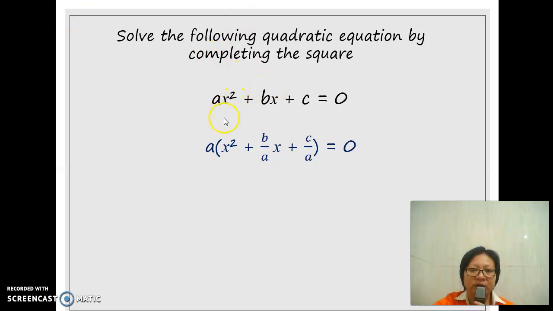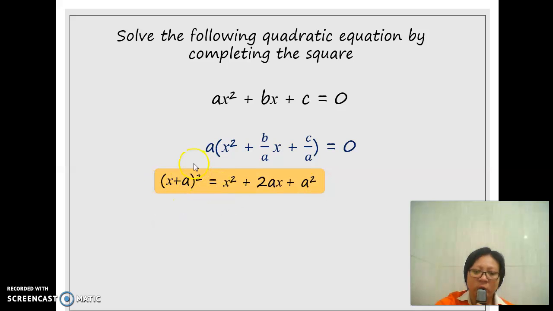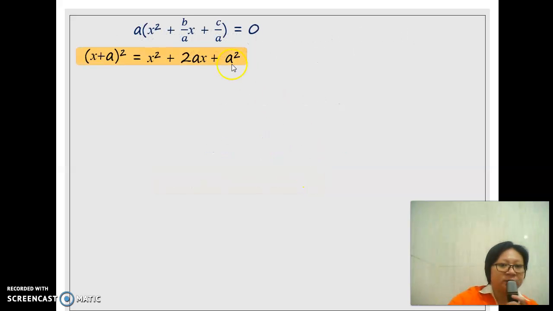Ax squared divided by a is x squared. Bx divided by a equals b over a x, and c divided by a equals c over a. And then I'm going to use the expansion of the perfect square, like this. I'm going to match the quadratic equations and the perfect squares. Okay, let's match.